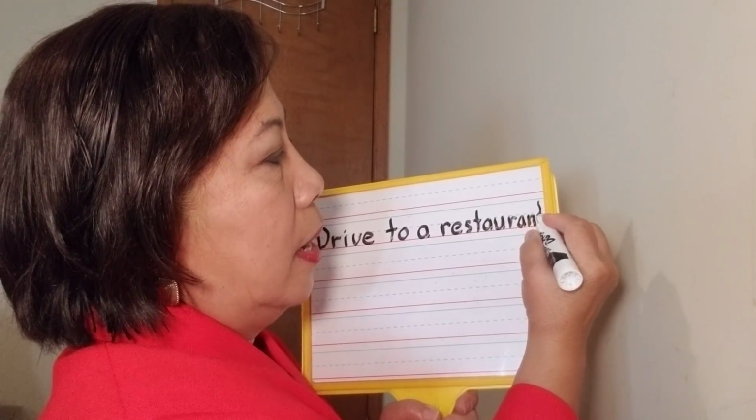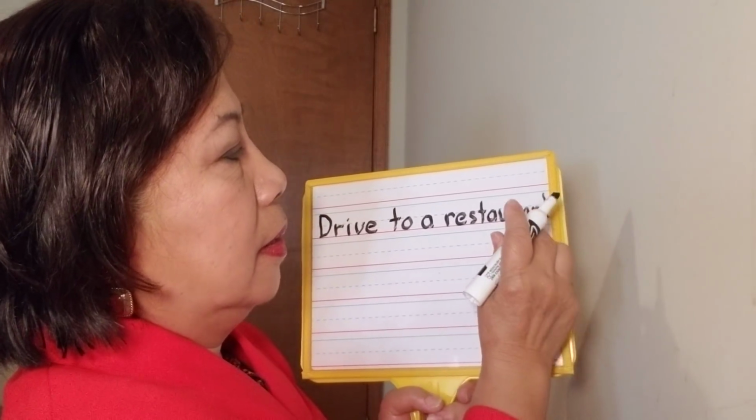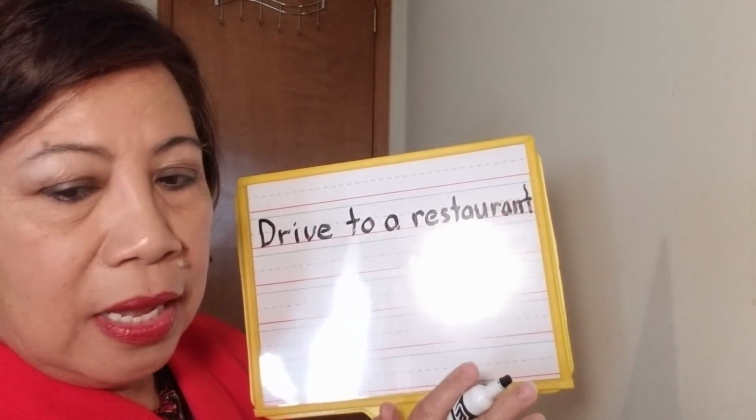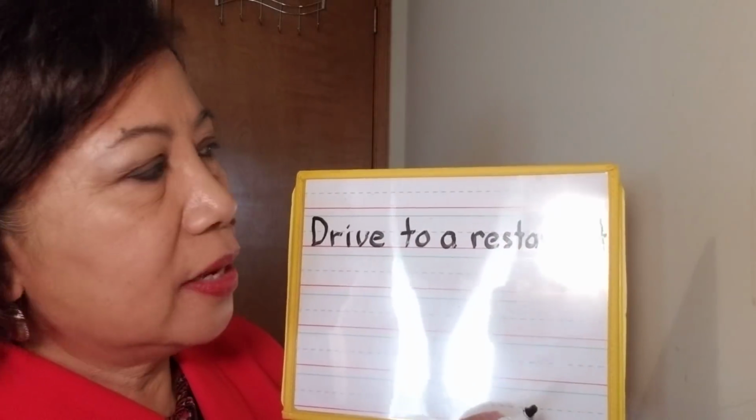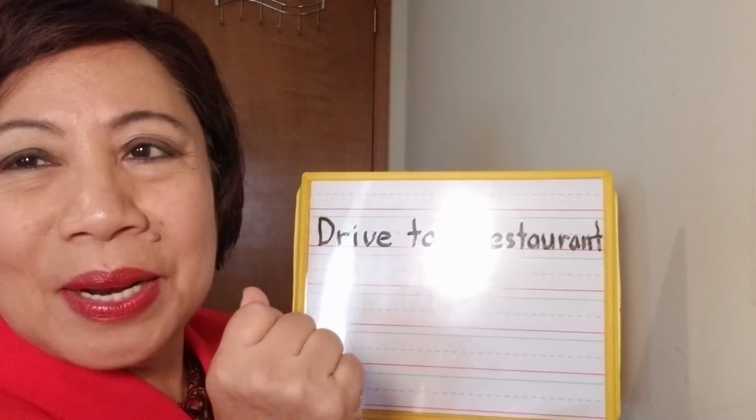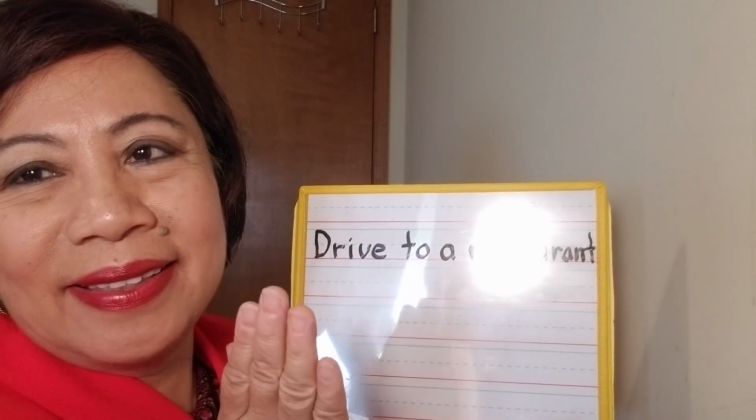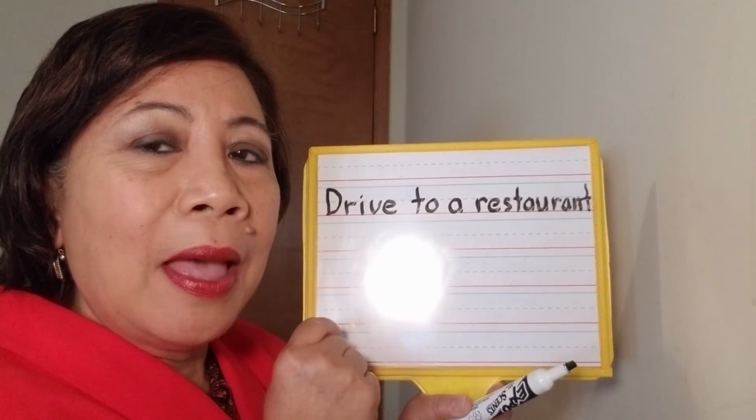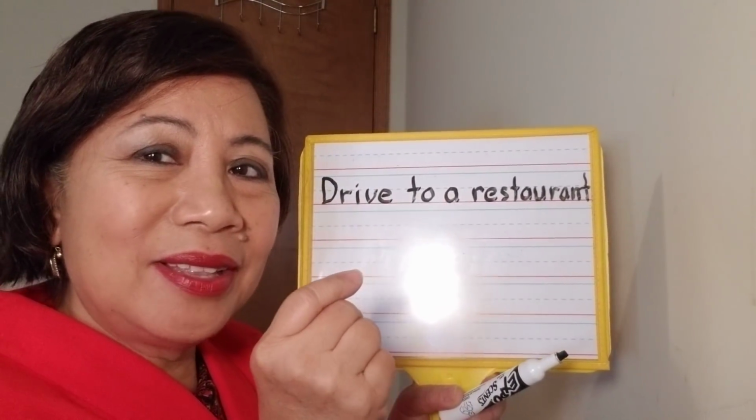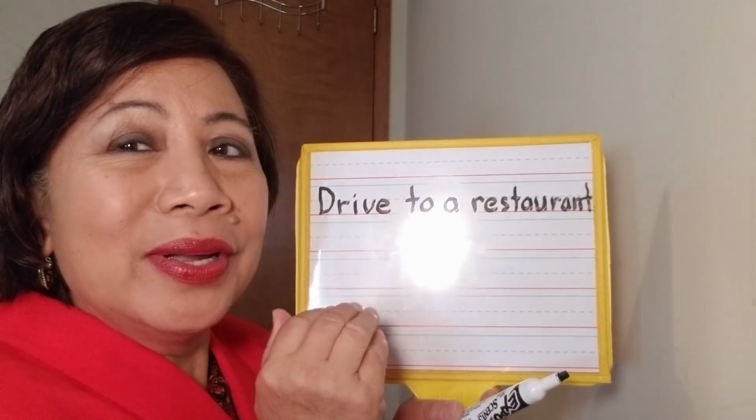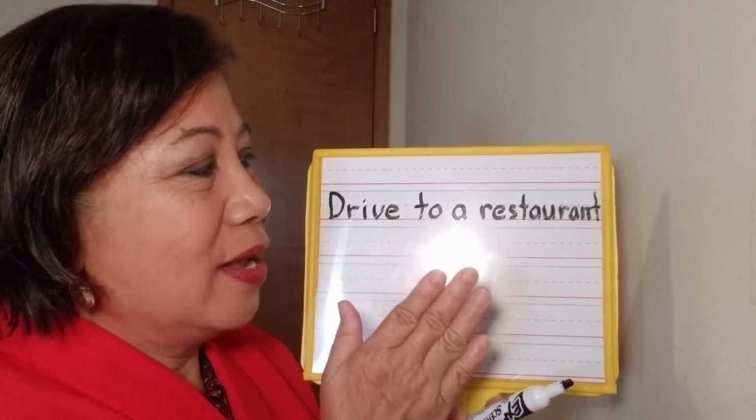Oh, we almost ran out of space. Can you read that? Drive to a restaurant. All right, let's do this again because we don't have room for the period or exclamation point because we are excited. We use a period when you're just telling me you go drive to a restaurant. But if you know you're excited because you're going to eat, we're going to end that with an exclamation point. So let's write it down again, okay?